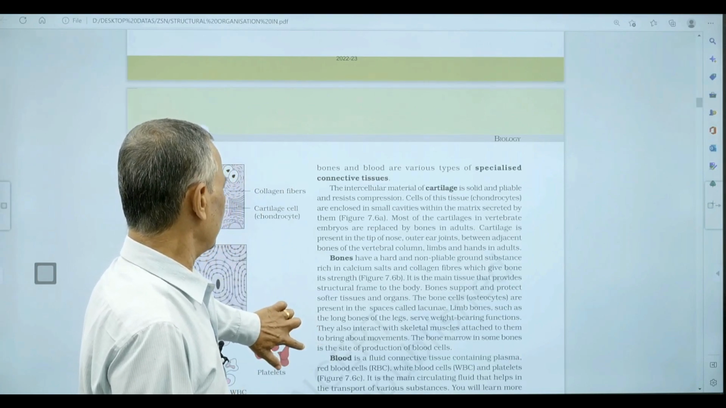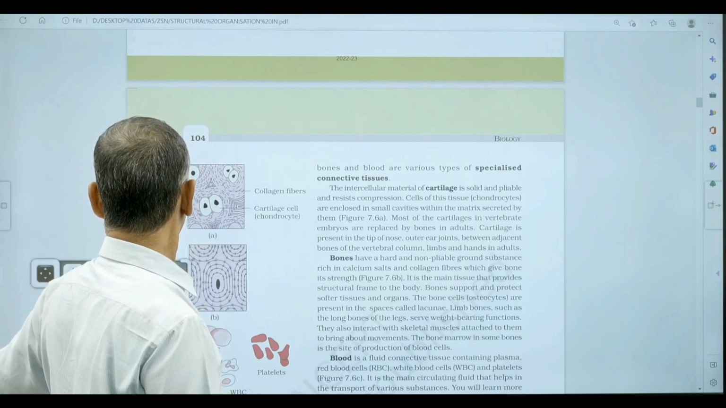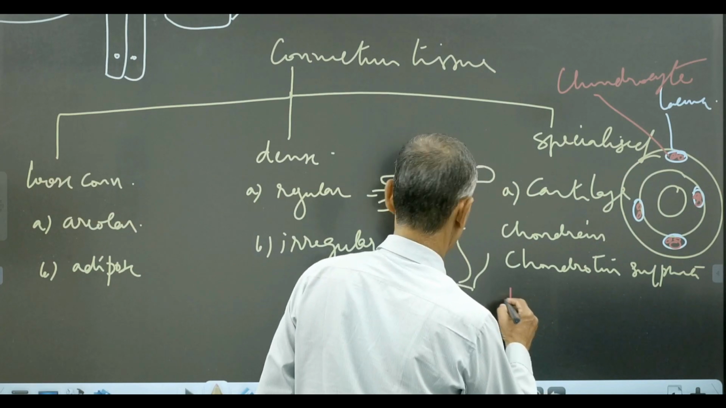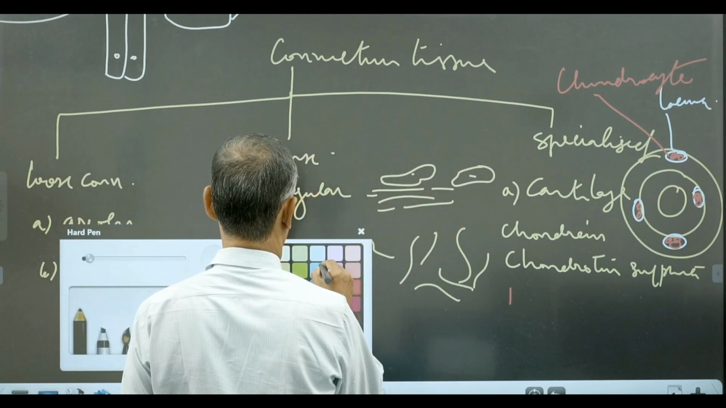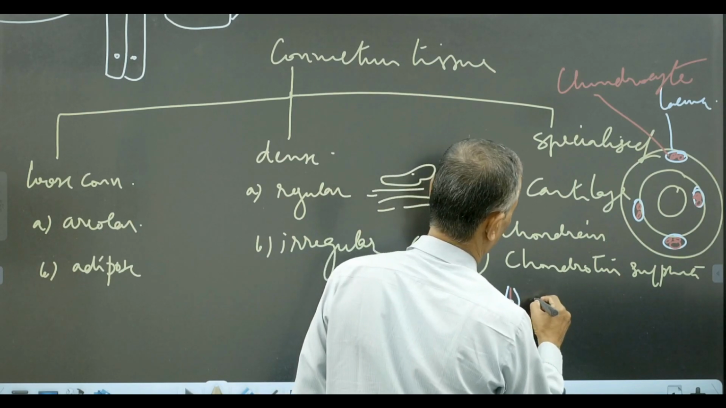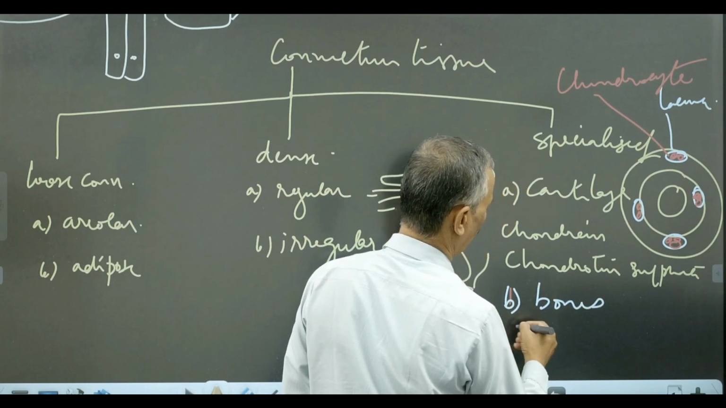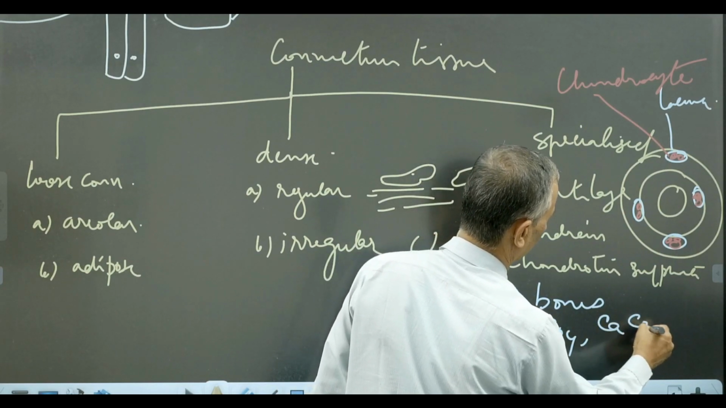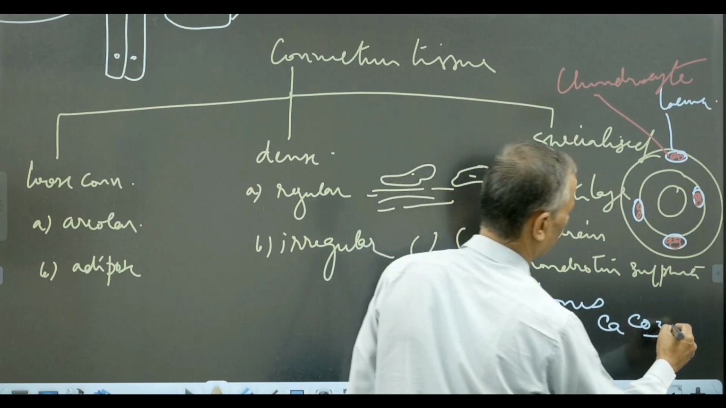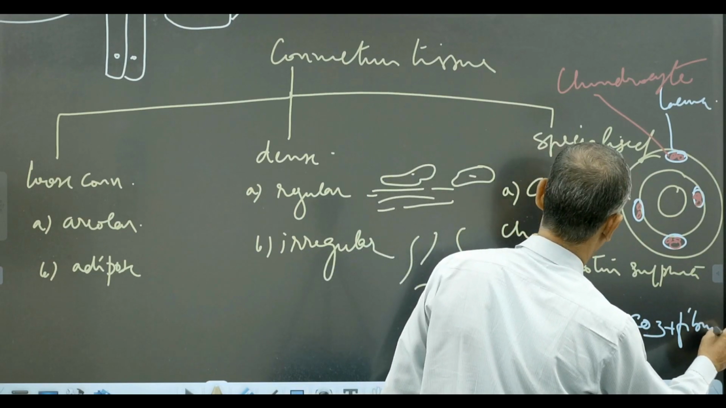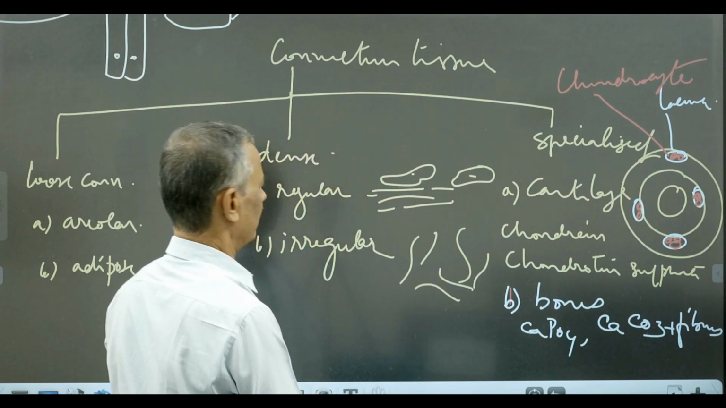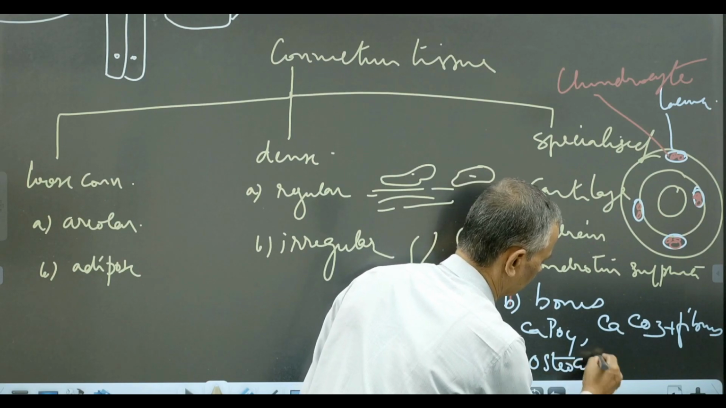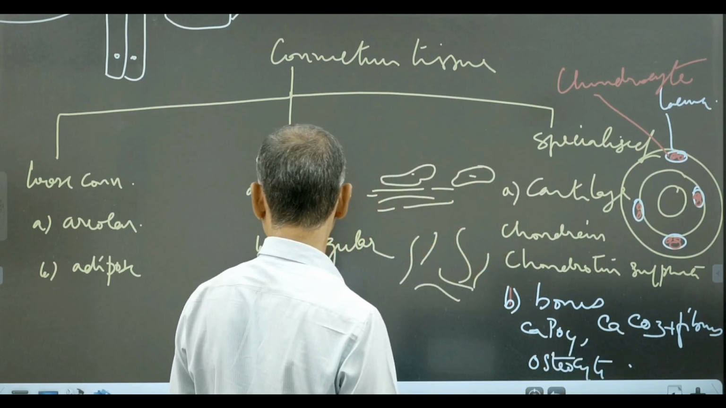Then blood is the third specialized tissue. The bones have calcium phosphate and calcium carbonate salts plus fibers that make the matrix very strong, and the cells are called osteocytes. Okay. Now coming to the blood.